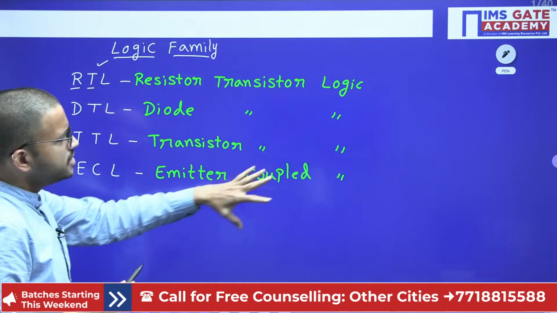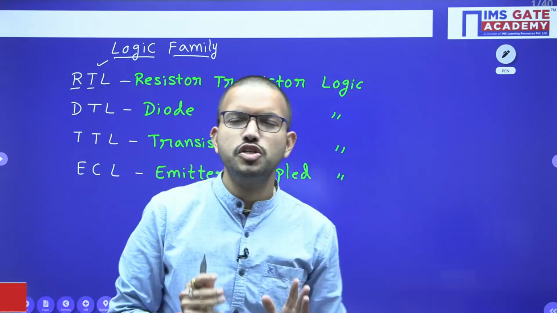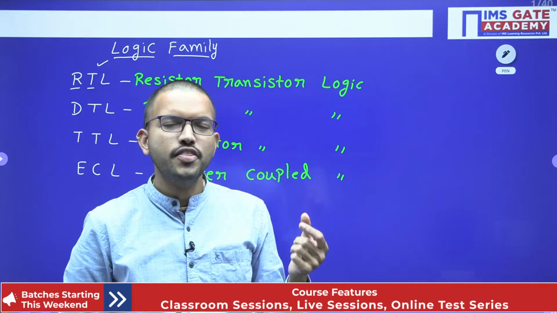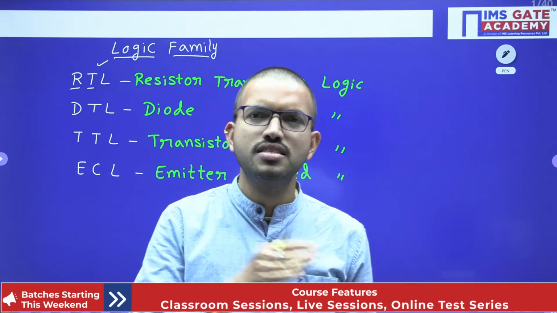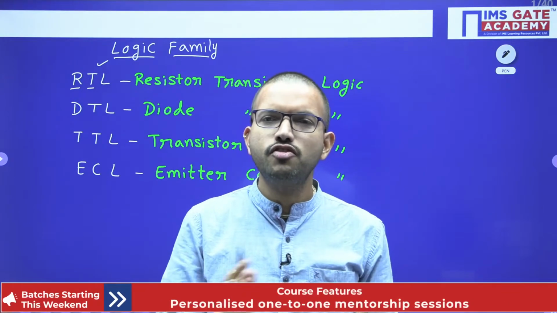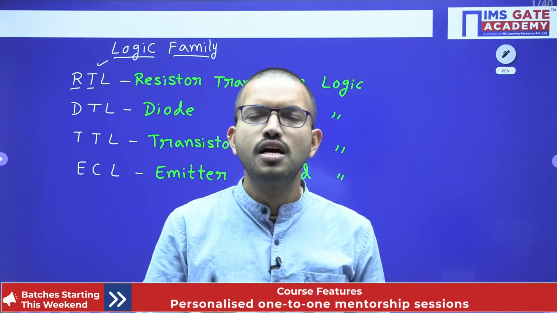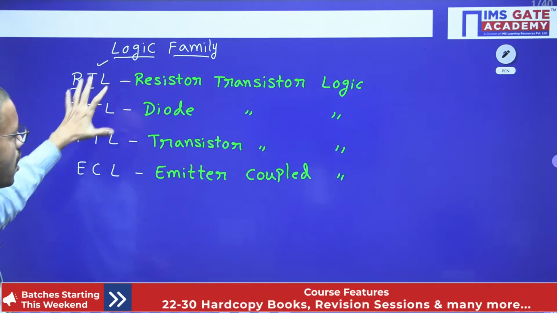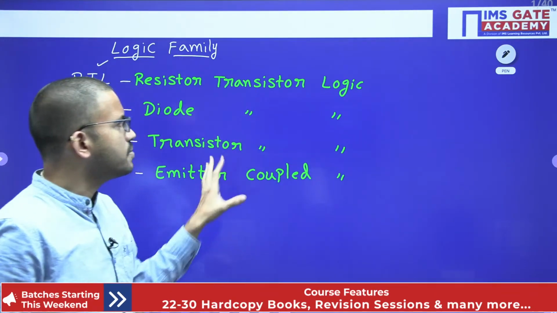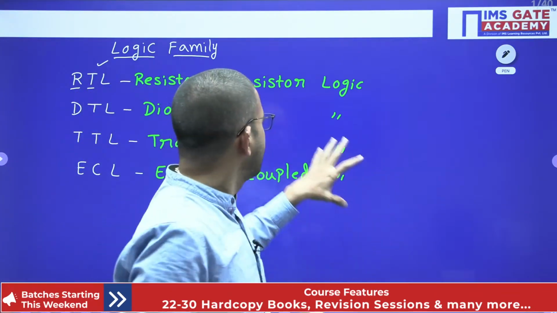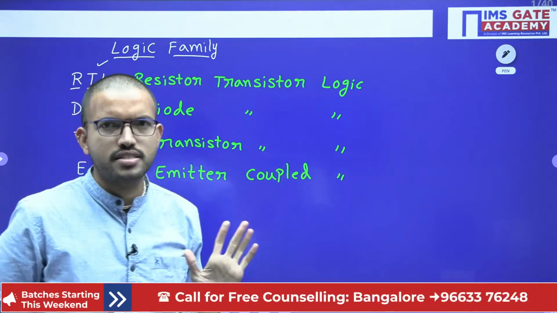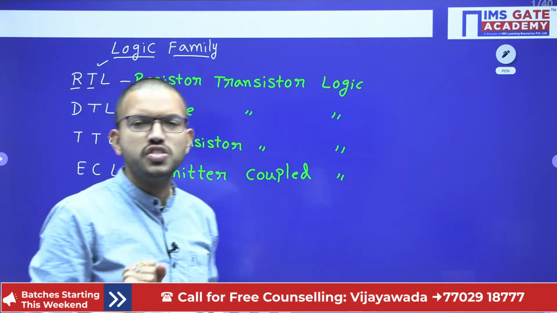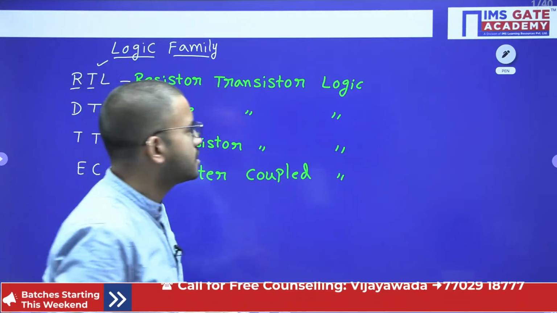Whenever you are doing any experiment in your laboratory, you will take the breadboard. On the breadboard, you will connect various components, resistors, diodes, transistors, etc., with the help of wires. In a similar way, in all these logic families, physically you can connect these components with the help of wires. That means in all these logic families, whatever electronic components you are using are discrete components.